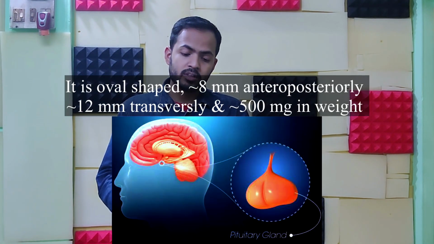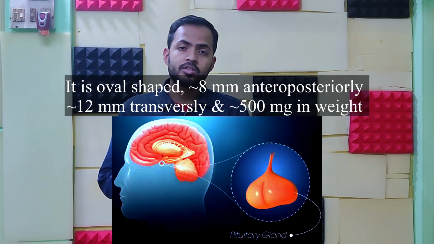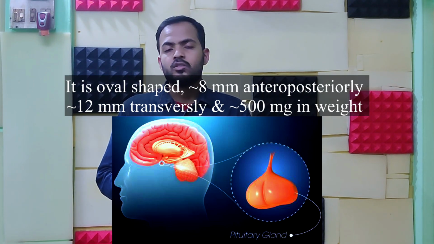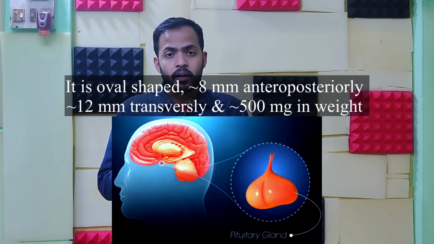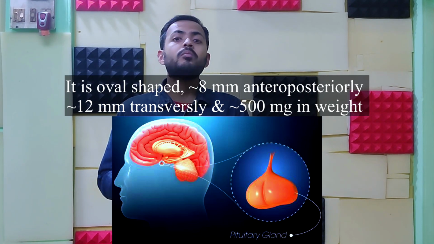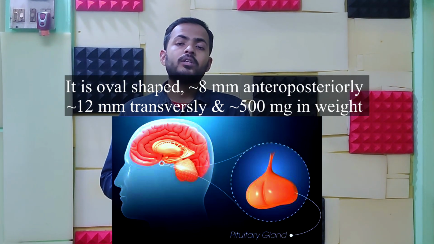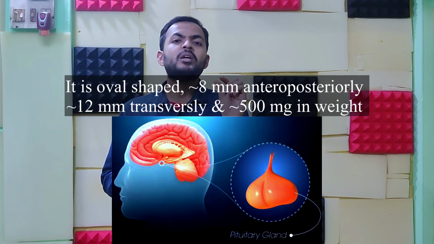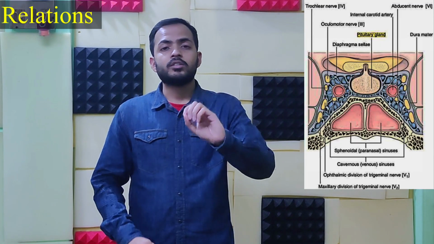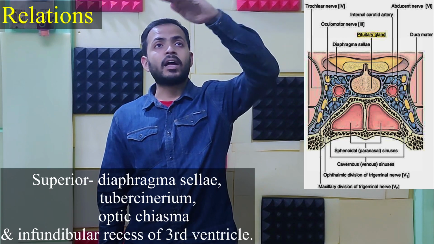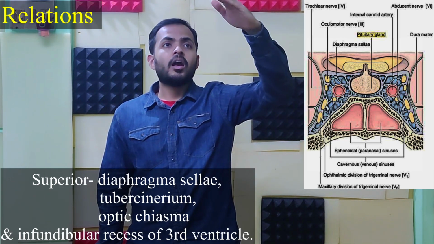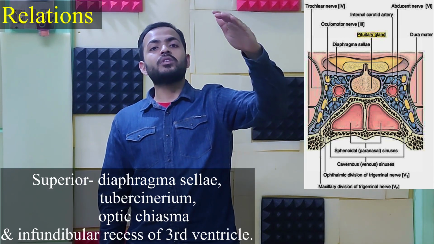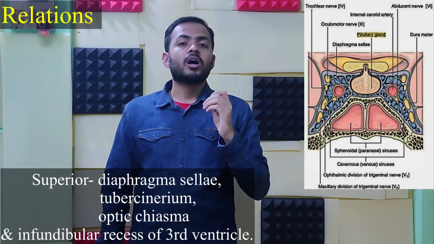Now, this gland is almost oval or egg shaped. It is 8 mm anteroposteriorly and 12 mm transversely in size, and the weight is almost 500 milligrams. In relation, superiorly you will find the diaphragma sellae, along with the tuber cinereum, the optic chiasma, and the infundibular recess of the third ventricle.